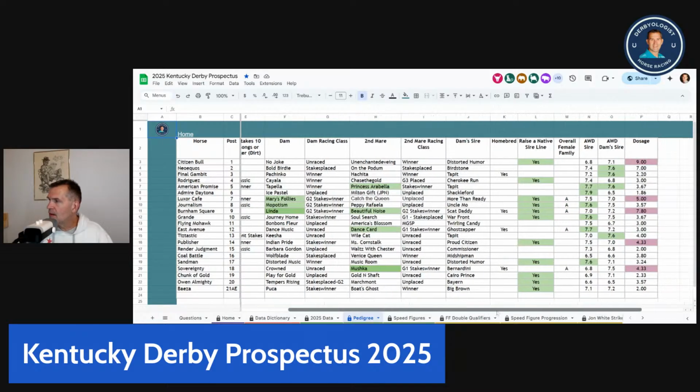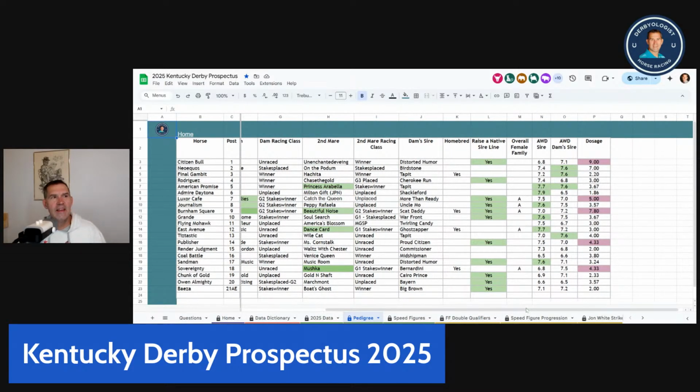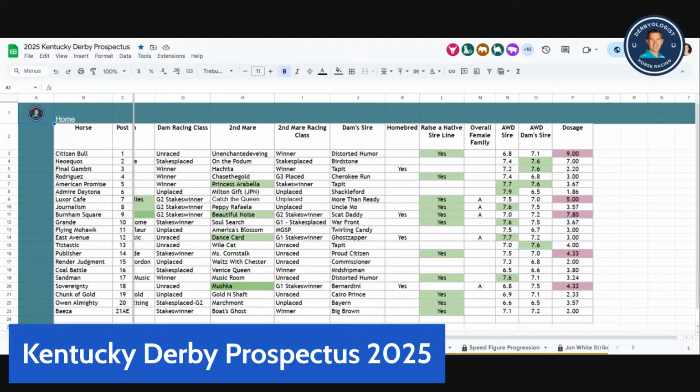And then the final column is the dosage index. Remember, anything over 4 is a negative, so I put that in red. And how that works is Citizen Bull has a dosage of 9, 5 for Luxor Cafe, 7.80 for Burnham Square. So it just gives you more information when you're handicapping and planning out your exacta bets. And when you're watching the Derby coverage, you can learn a little bit more information rather than just one speed figure or just going by a little bit of what they're talking about. I like to have all this information handy as I plan my tickets.